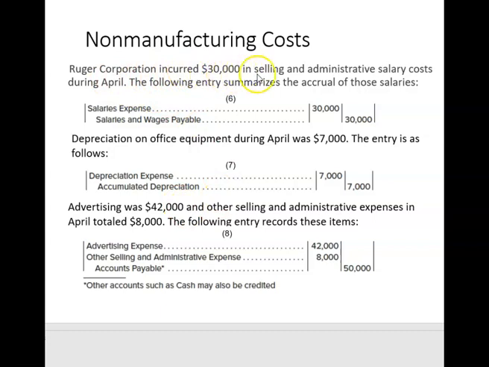Ruger Corporation incurred $30,000 in selling administrative salary costs during April. So because it says selling administrative, I can see that I'm outside the plant. So it's time to use an expense, and I'll call it salary expense. Here we have depreciation on office equipment. Because it says office, I can see that I'm outside the plant, so I'm going to use depreciation expense and accumulated depreciation. And then advertising, which is a selling expense, is outside the plant. And other administrative expenses are going to total $8,000, so I'll have advertising and other selling administrative expenses, and I'll put that on account. So let's go to the accounting equation and see what this would look like.